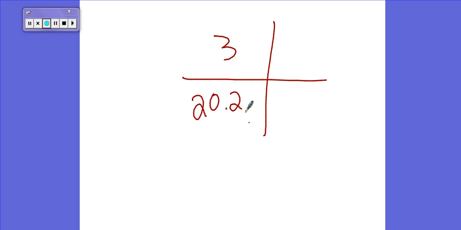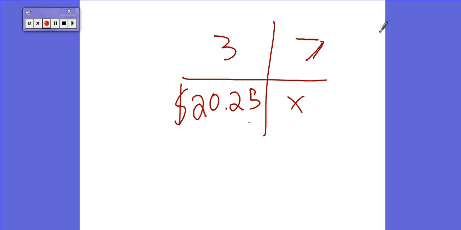Same setup. 3 tickets cost $20.25. Case 1, case 2, we got a ratio: 3 to 20.25. 3 tickets cost $20.25. How much would 7 tickets cost? Well, 7's here, right? Because that was tickets over there. How much are those 7 tickets going to cost us?